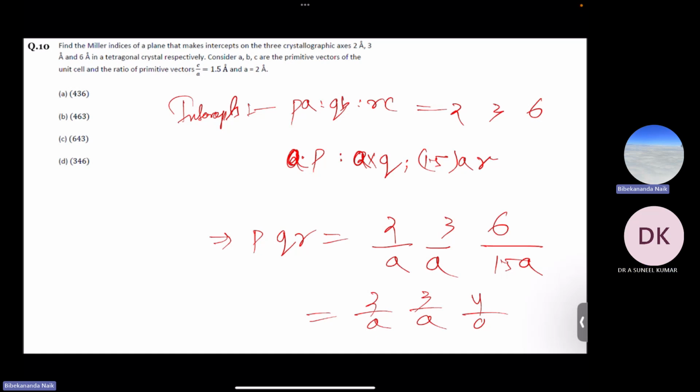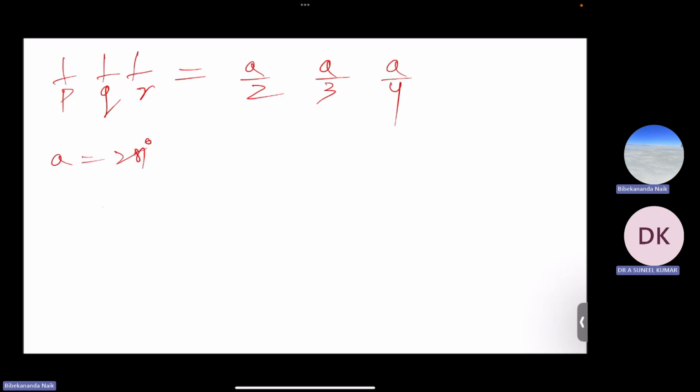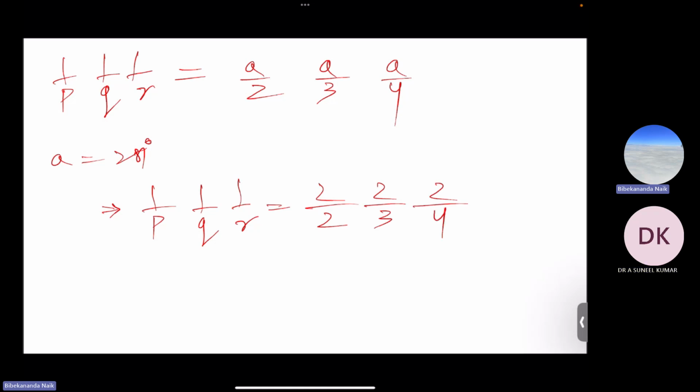Then we need to take their reciprocals. So 1 by P, 1 by Q, and 1 by R will be A by 2, A by 3, A by 4. And since A is 2 angstrom, 1 by P, 1 by Q, 1 by R will be 2 by 2, 2 by 3, 2 by 4, which is 1, 2 by 3, 1 by 2.